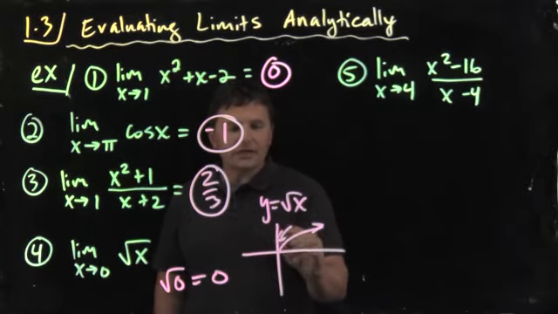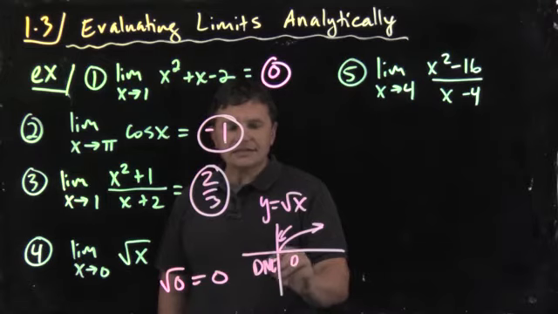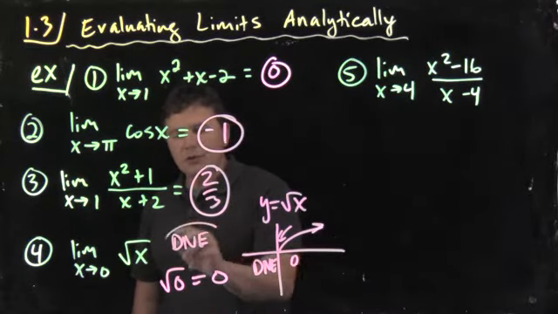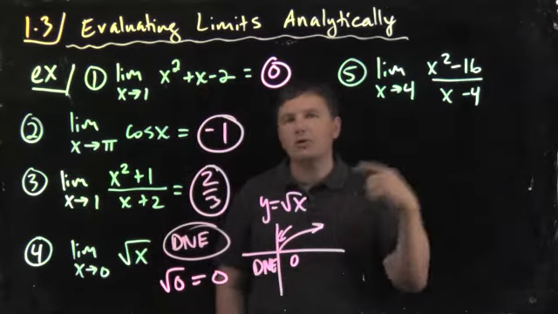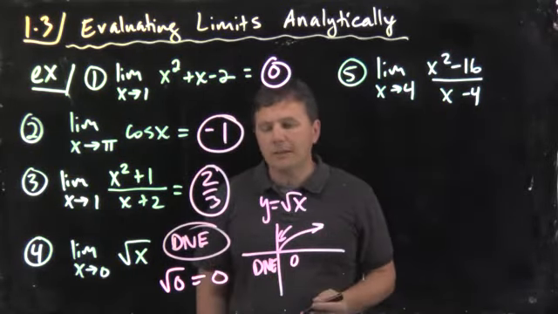From the right, it certainly is approaching 0. But from the left, it does not exist. So this limit does not exist. So once again, let me recap that typically if you can plug in the value, that means it's continuous and that's going to be the limit.